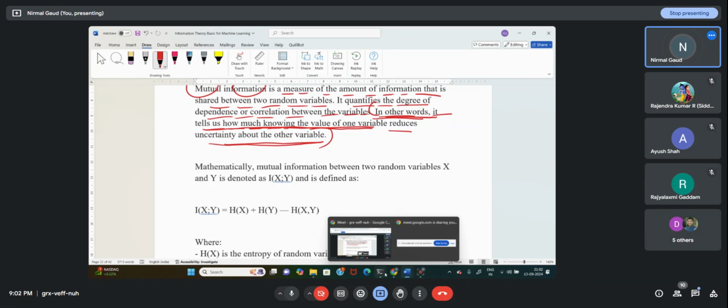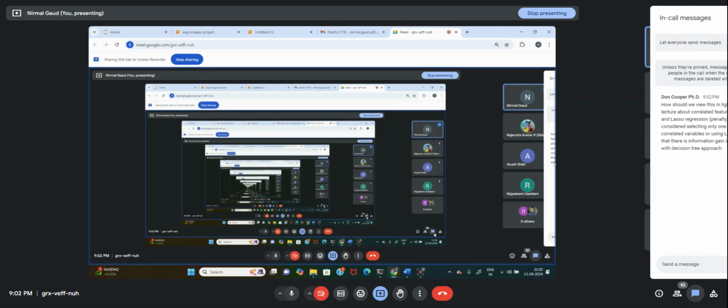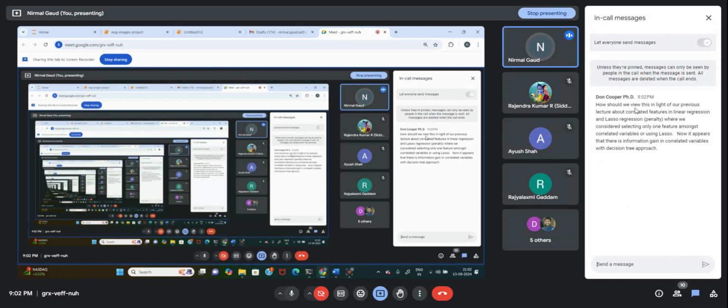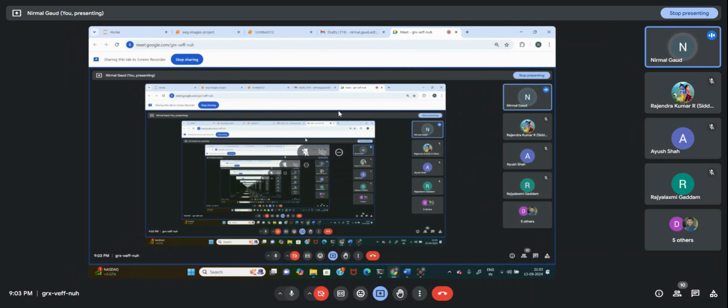If I know about one person, definitely it will reduce the uncertainty. We should view that in the light of our previous lecture on correlated features. Yes sir, correlation between the features, a very good point raised by sir. Because these are mutual friends, they share the same interest and they influence each other. So it appears there is information gain in correlated variables with the decision tree approach. Yes sir, that's what we do.